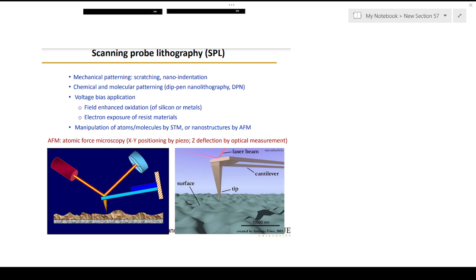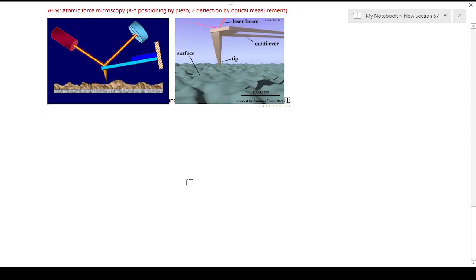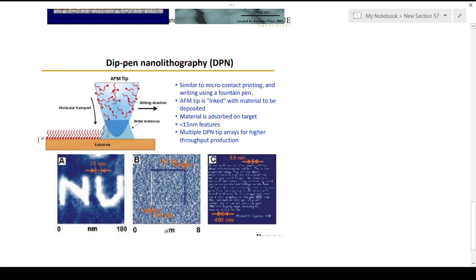Another type we call dip pen lithography. In the dip pen lithographic method, you will be dipping, but it's not a pen after all, because we are dealing with nano dimensions. It is micro contact printing and writing like using a fountain pen. We will be using an AFM tip here, which will be inked with the material to be deposited, and the material is adsorbed on the target. So we will be getting features of less than 50 nanometers.